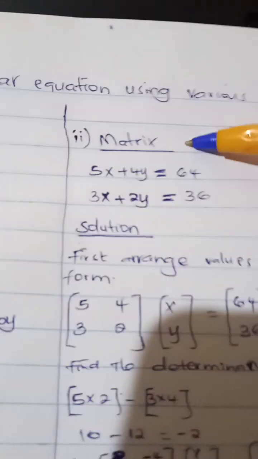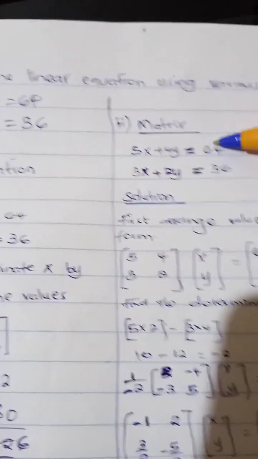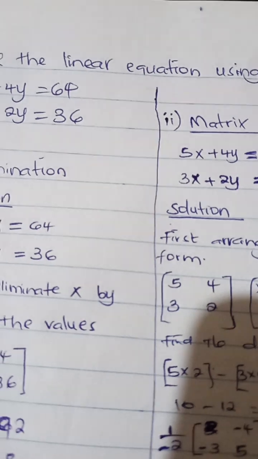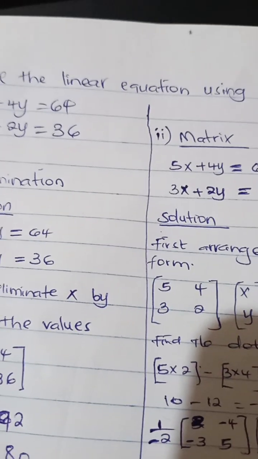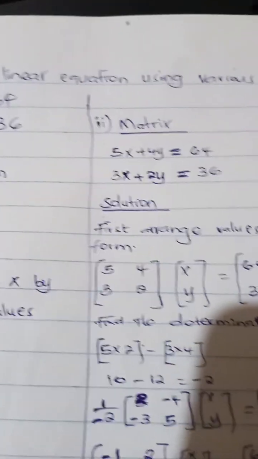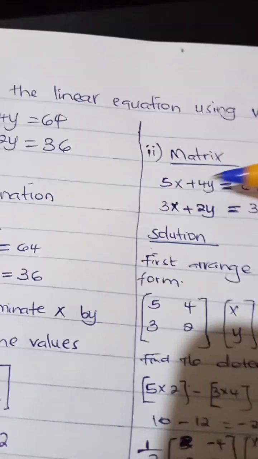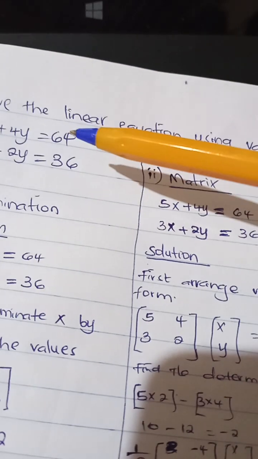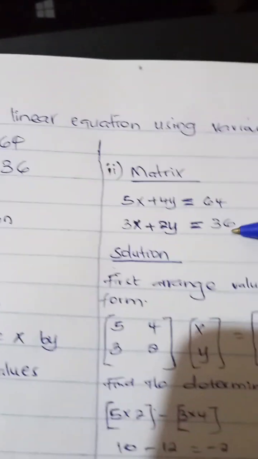Another method that we are going to use is the matrix method. This matrix method is mostly in Form 3 and it's later being taught in Form 4. Then, how can we find a linear equation using the matrix method? The same example of a linear equation that we used previously is this one. Then we proceed with it.